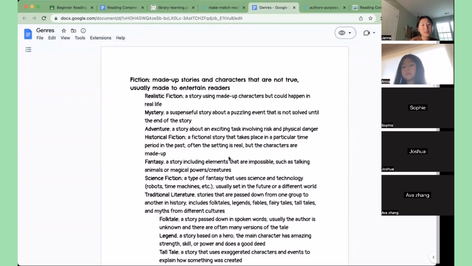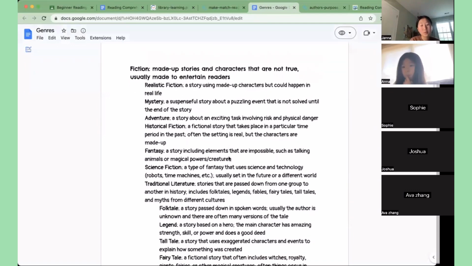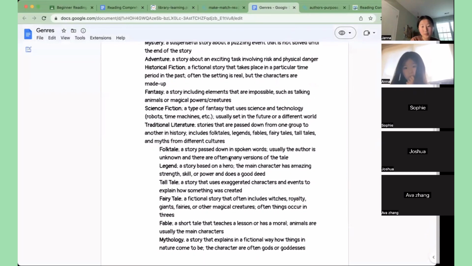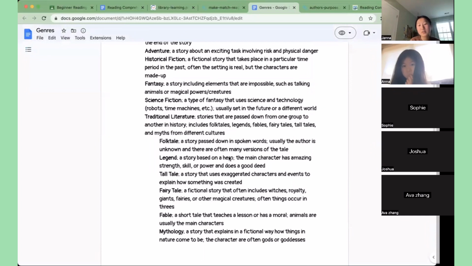Next is traditional literature, and this is what I was talking about on our syllabus. So these are stories that are passed down from one group to another in history. So there's folk tales, legends, fables, fairy tales, and tall tales, and also myths from different cultures. So within these are them.